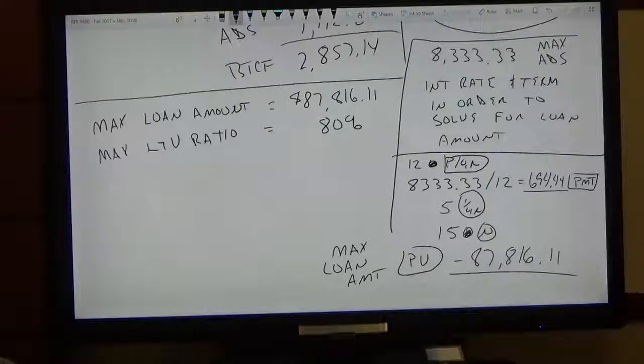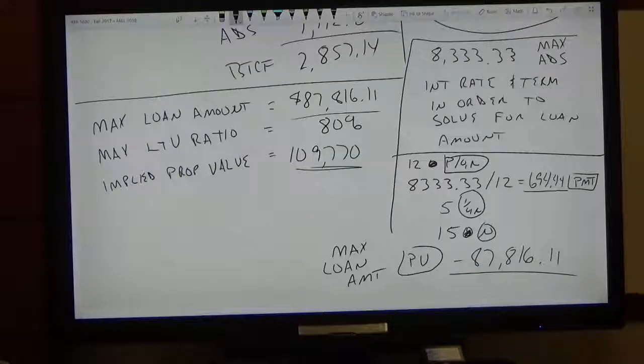80%. What is our, basically, not maximum, but what is our property value? Or we call it the implied property value. So all you're going to do is take the $87,816.11 divided by 80%, and you should get $109,770 and some change as the implied value of the property. Does that make sense?